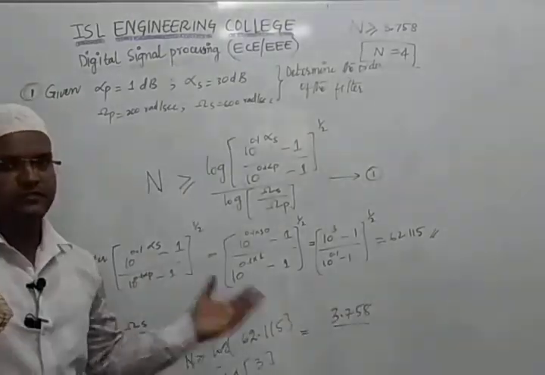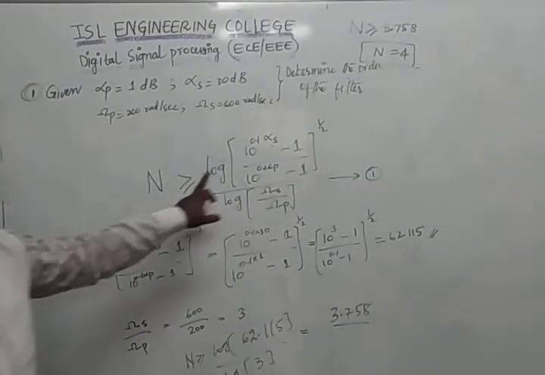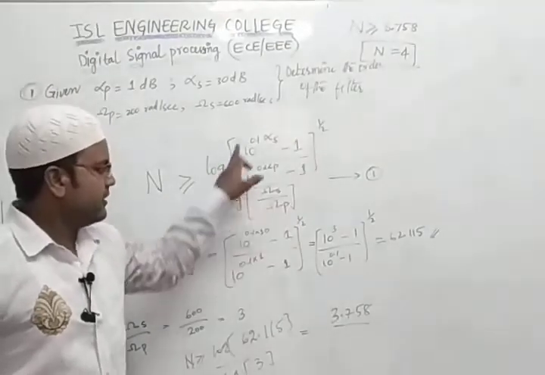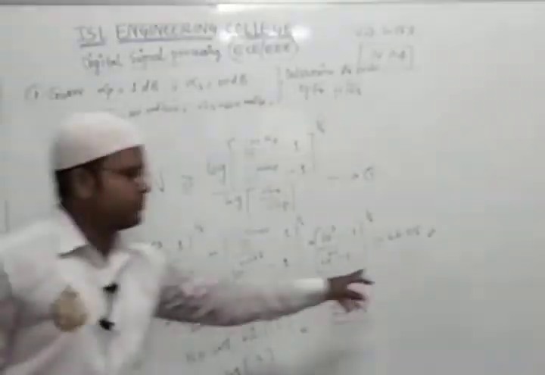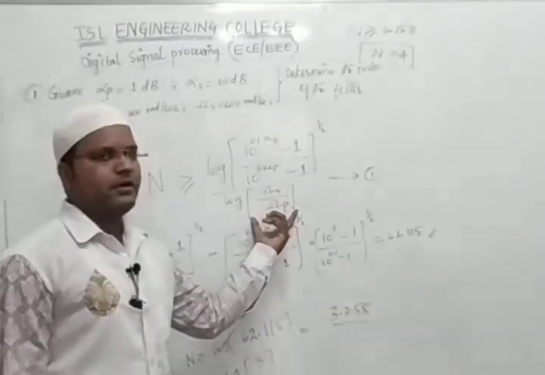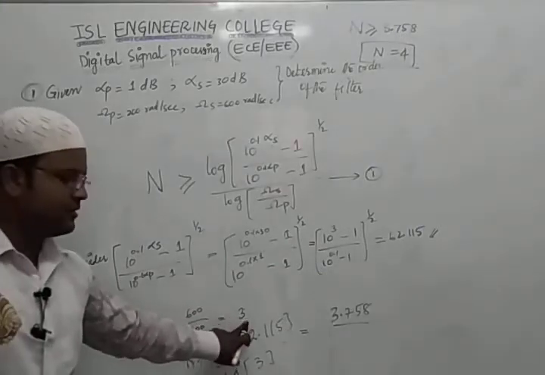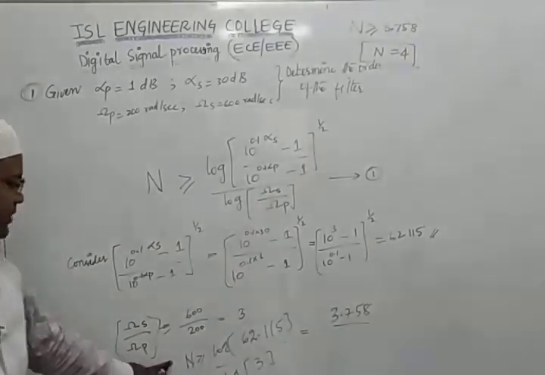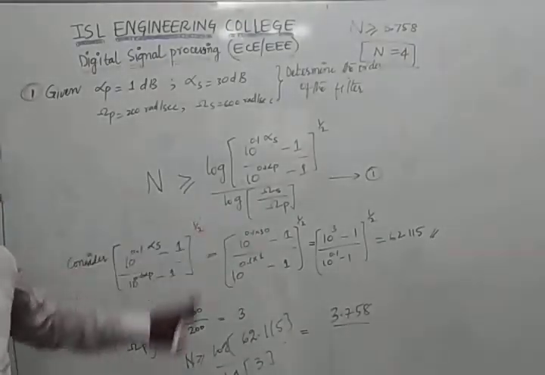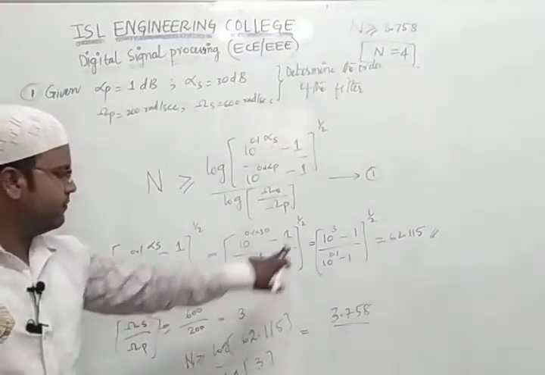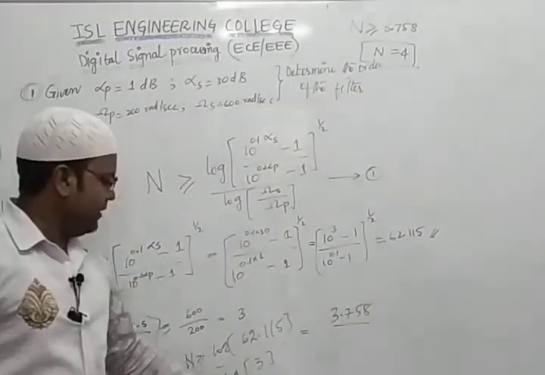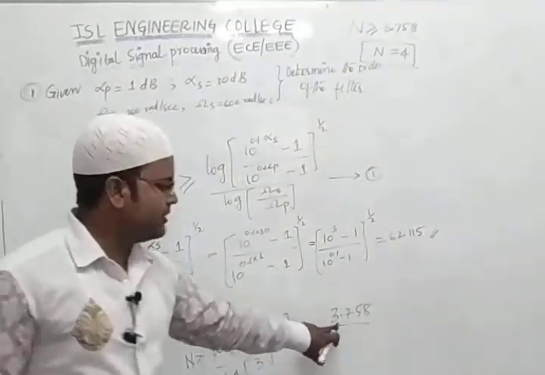So how have we solved this thing? We have taken alpha, alpha p, this whole factor we considered, we found this value. Secondly, in denominator we took that particular factor, and we put this value. So we got this one as 3. These two we substituted in our order of the filter in equation 1. So n is greater than or equal to log of this divided by log of this one. If you divide it, you get 3.758.